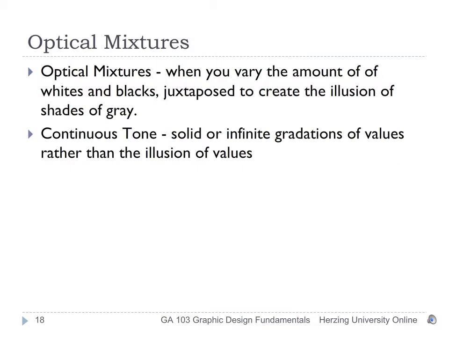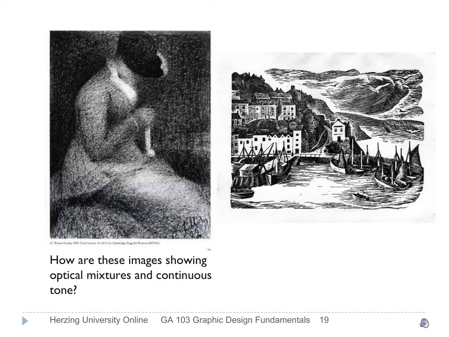Optical mixtures are also used to create a variety of graded media. Optical mixtures are when you vary the amount of whites and blacks juxtaposed to create the illusion of shades of gray. Continuous tone is when there are solid or infinite gradations of values rather than the illusion of values. Each of these images is showing us optical mixtures and the use of continuous tone images.